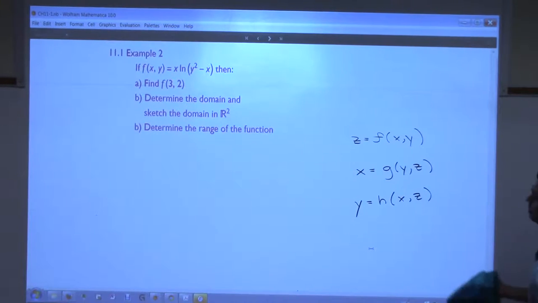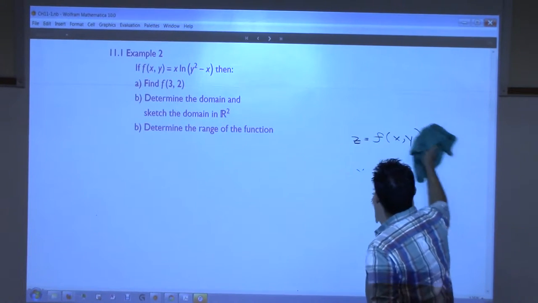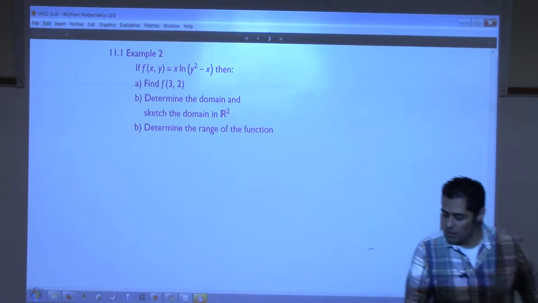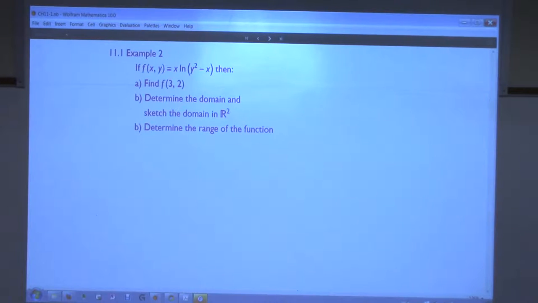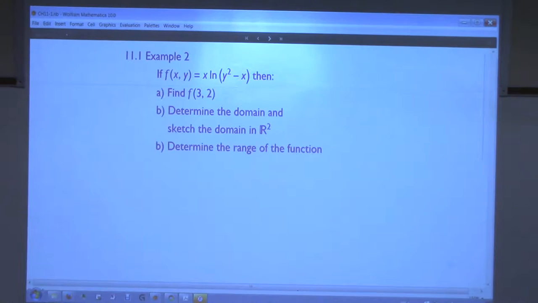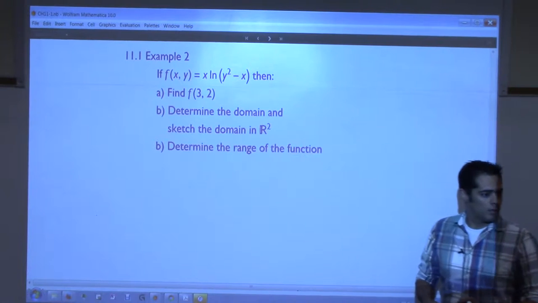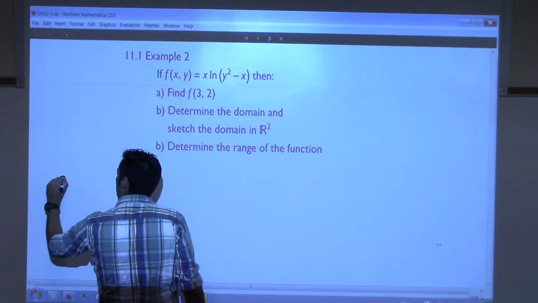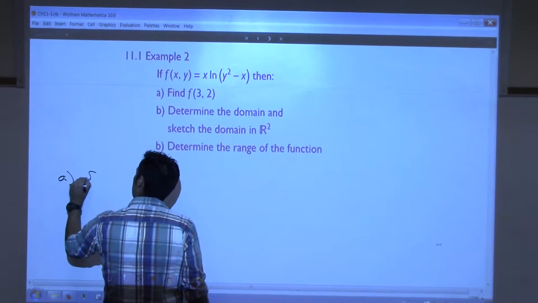All right, so we are going to start today by talking about a surface here. f of x, y equals x natural log of y squared minus x, and we want to determine, first of all, the function's value at the point (3, 2), then determine the domain and sketch the domain in two-dimensional space, and then determine the range of the function. Okay? So let's start with part A. We are going to find f of 3, 2.